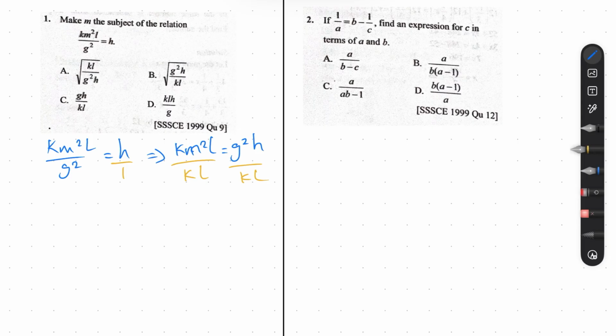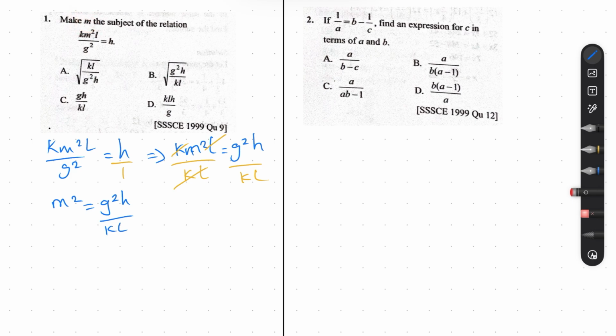We cancel, KL goes. So what do we have? We have m squared remaining equals this expression, right? So let's write that down. We have m squared is equal to g squared h over KL. Now m still has a square with it, right? But what we want to find is m. We want to make m the subject.